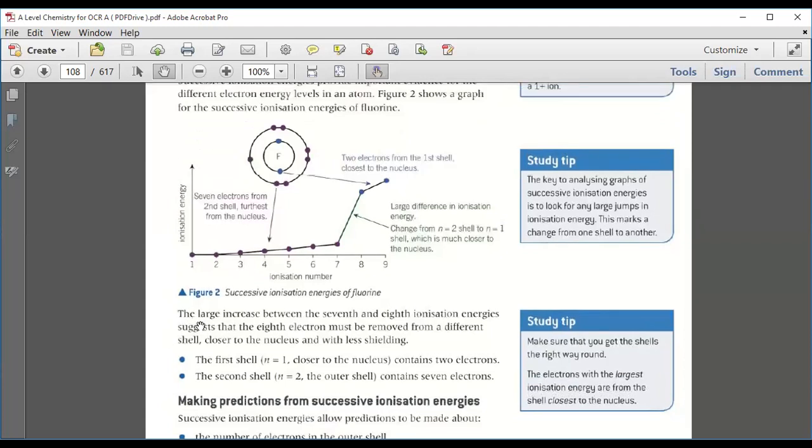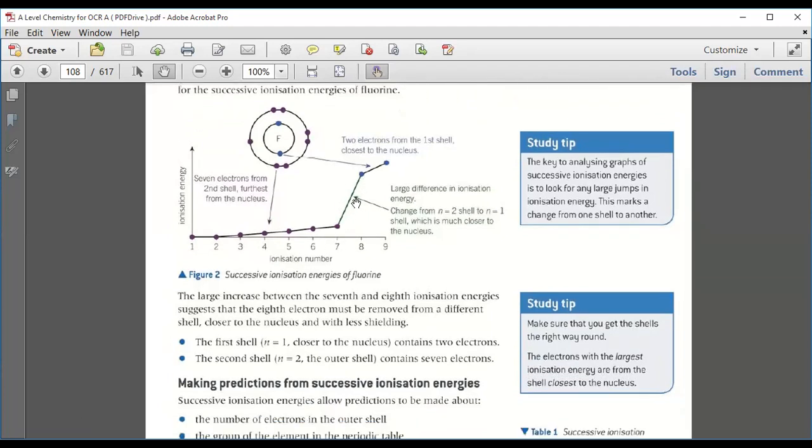Now, what it is saying is that the large increase between the 7th and the 8th ionization energy suggests that the 8th electron must be removed from a different shell. This large gap is because of the change in the number of shells. The shell is closer to the nucleus, and that's why it has less shielding. So, closer to the nucleus with less shielding.